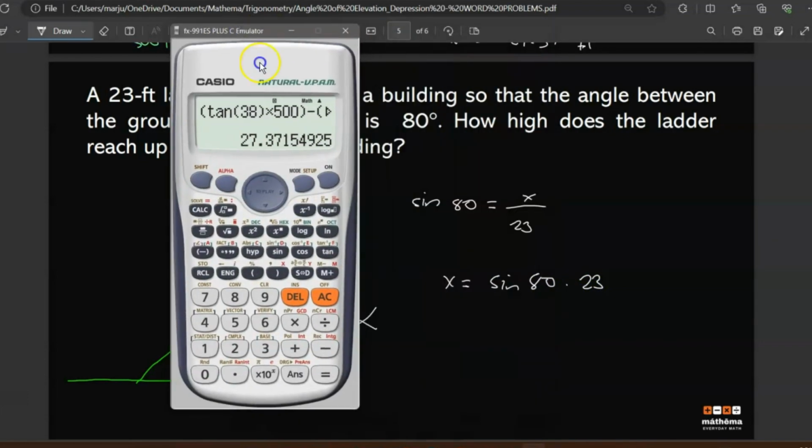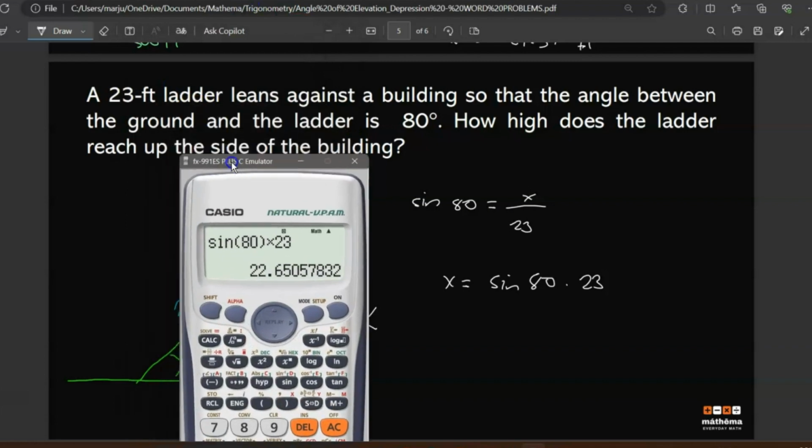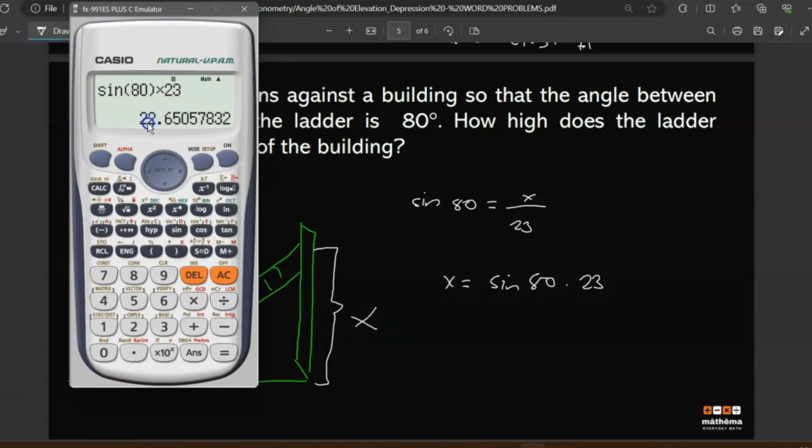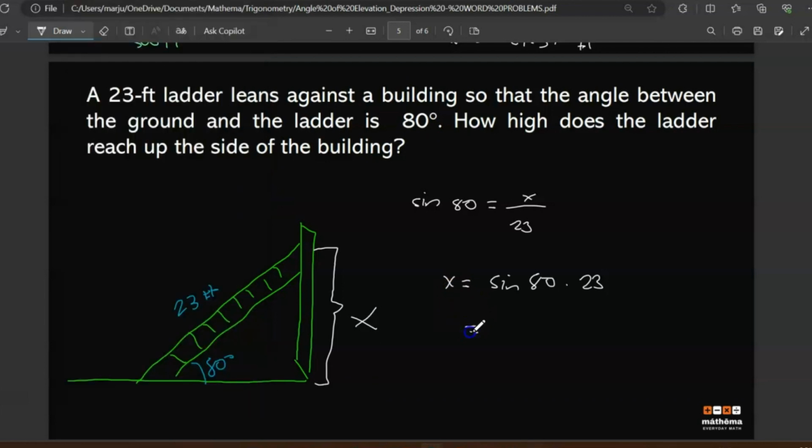So get our calculator. This will give us sine 80 degrees times 23. So basically, the ladder reaches up the side of the building at 22.65 feet. This is our x. Alright.